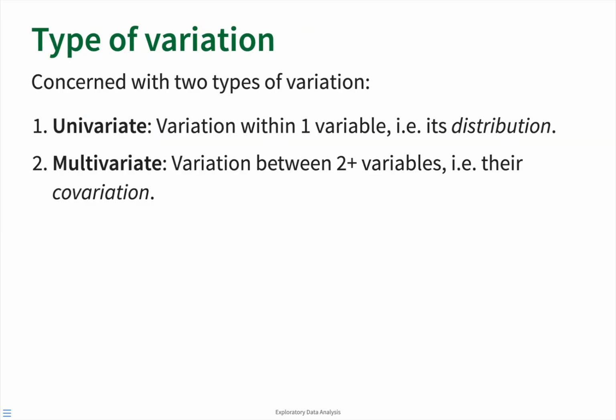Typically, when we're exploring a data set, we're interested in looking at the variation within each variable. And there are two types of variation that we're interested in. First is what we call univariate variation, which is just the variation within a single variable. Another way we might refer to this is the distribution of that variable. Then we're also interested in the variation between variables, i.e., how do they covary? As the values of one variable change, how do the values of another variable change? We call this multivariate variation.